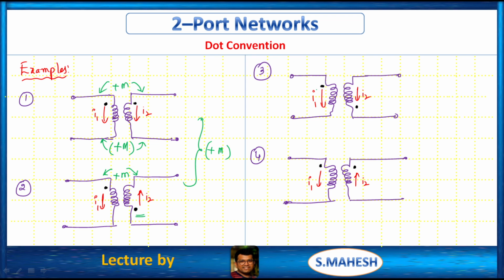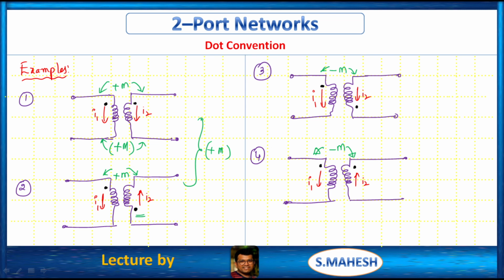From example 3, from coil 1 the current enters from the dot, like that. In coil 2 the current leaves, then it is said to be minus M, right? Now from the 4th example, the current leaves from coil 1, like that. In coil 2, the current enters the dot. This is minus M. So like this we have to take.